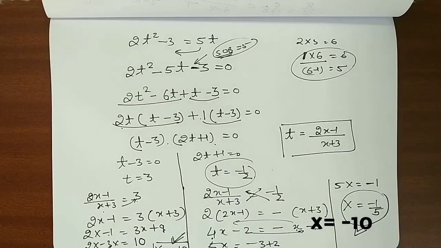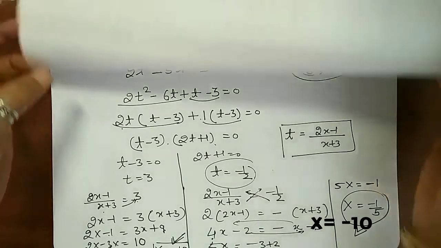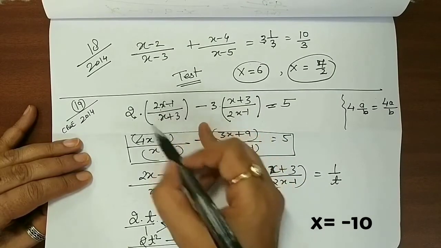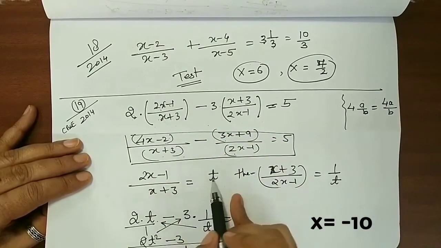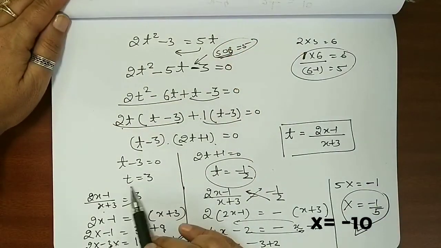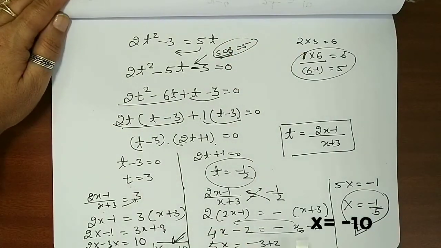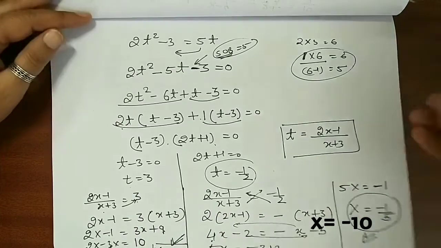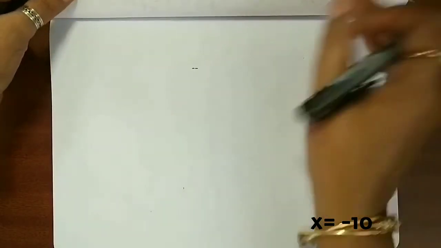I hope you got it. How by observation I converted this expression, 2x minus 1 and x plus 3, into, I assumed into t, solved it and then kept the two values of t separately and solved for x. That is how we can solve. This type of question was asked in your board paper.